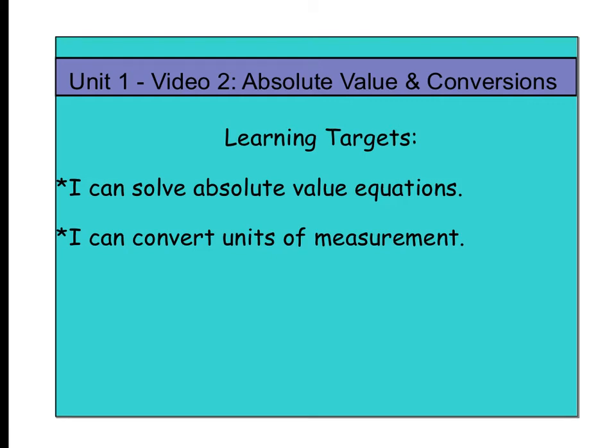Okay, ladies and gentlemen of Algebra 2, let's talk about absolute value and conversions. Absolute value is something that comes up a fair amount in algebra. We're talking about basically what is a distance of something, what does absolute value mean. And then the second part of this is conversion, so looking at how do we convert from one thing to another. So two pieces here. You need to be able to solve absolute value equations. And then the second part of this is you need to convert units of measurement. So let's get into this and see what we can do.